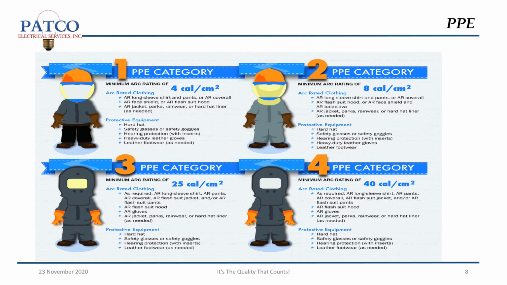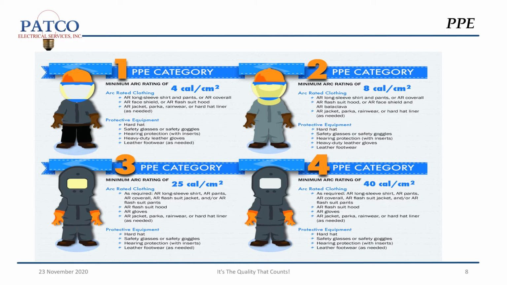For PPE, there are 4 categories. Category 1, minimum arc rating is 4 calories per centimeter squared. So your arc rated clothing: a long sleeve shirt and pants or coveralls, and a face shield or flash suit hood. Jacket, parka, rainwear, or hard hat liner is needed. For protective equipment, hard hat and safety glasses, of course, that's required on every job for PATCO. Hearing protection, heavy duty leather gloves, and leather footwear.